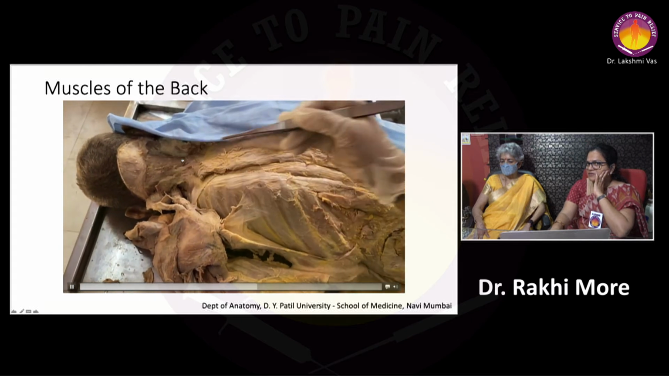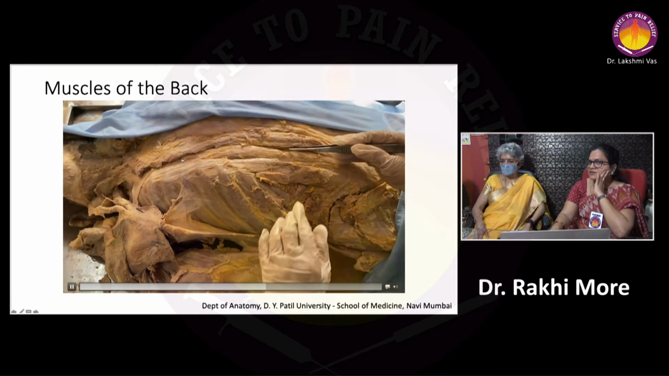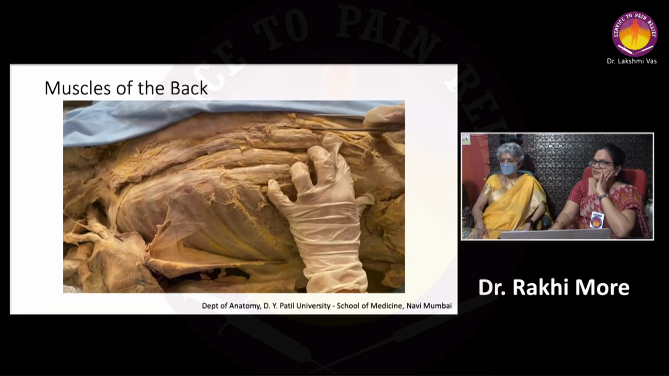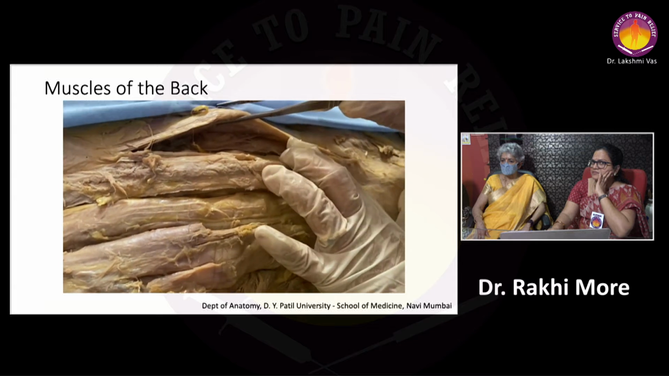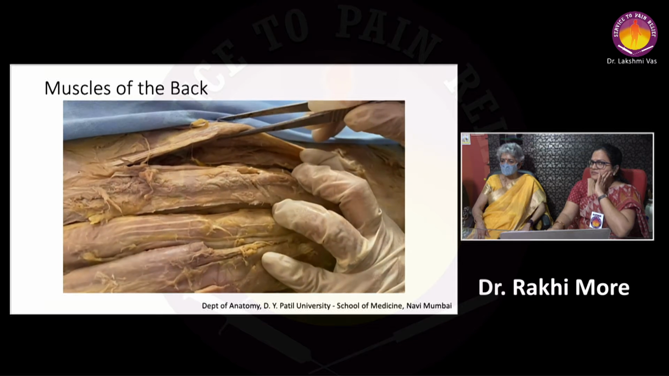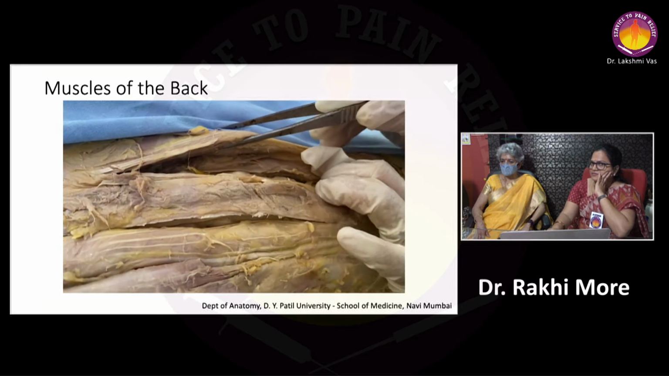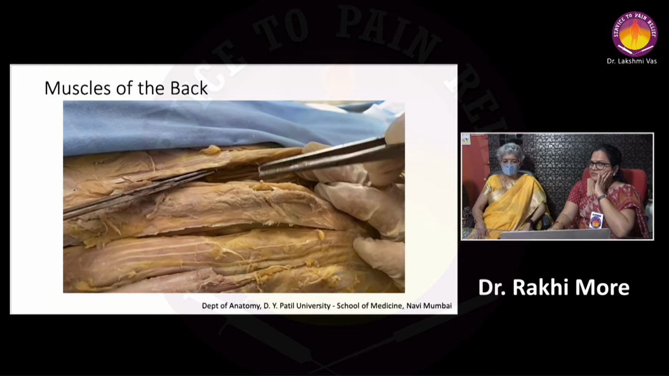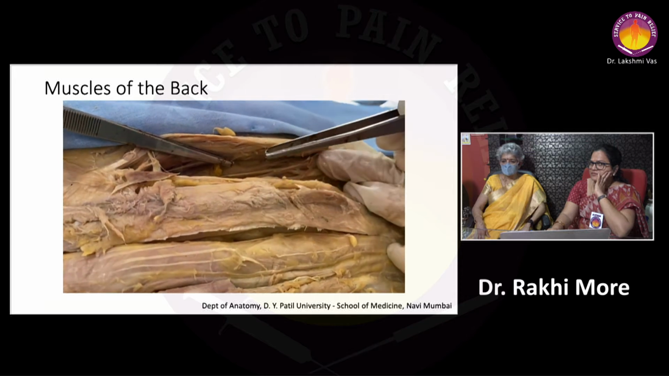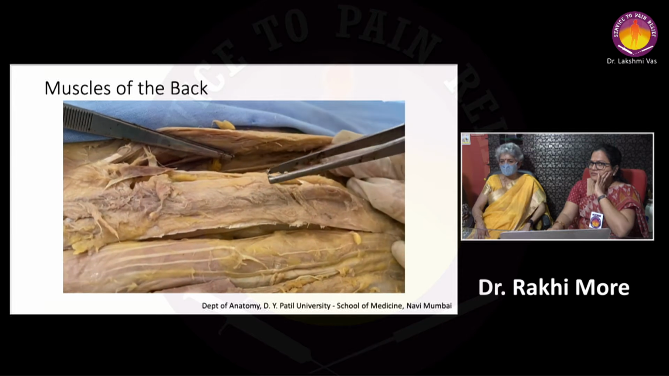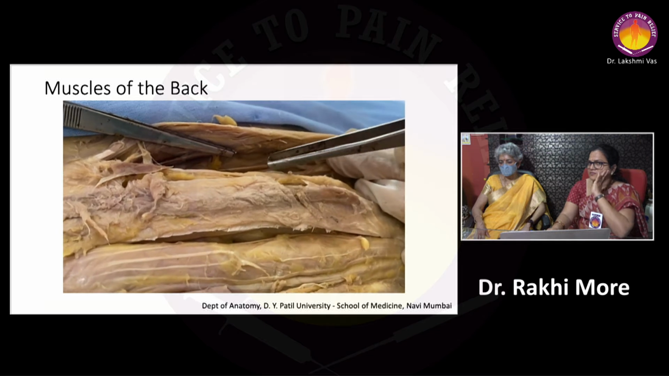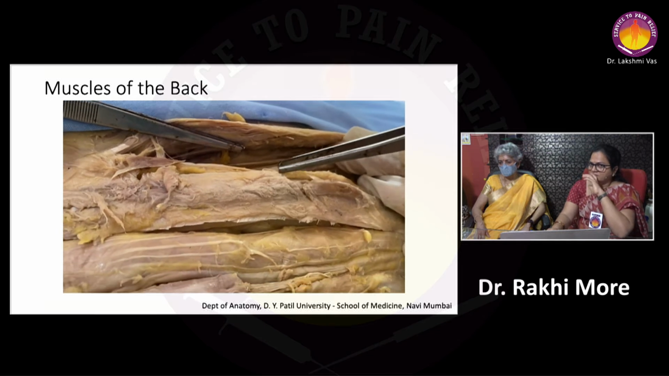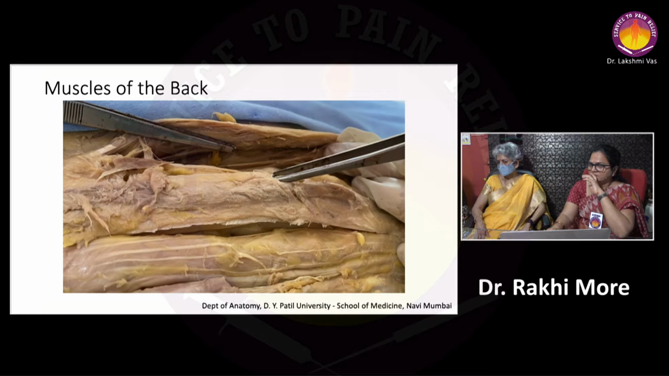Once we reflect the erector spinae, we go to the deeper group of muscles, that is the intertransverse or the interspinal muscles. So these muscles are placed between the spines and the transverse processes. So they are placed in between these two bony points, and they form the deepest layer of muscle of the back.